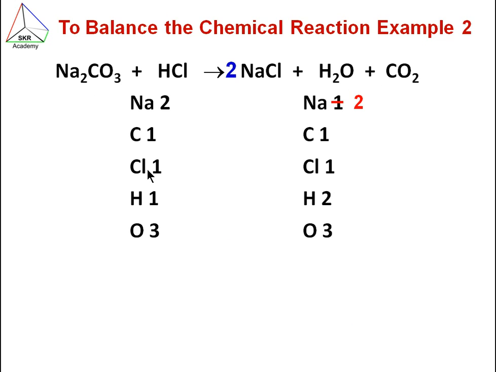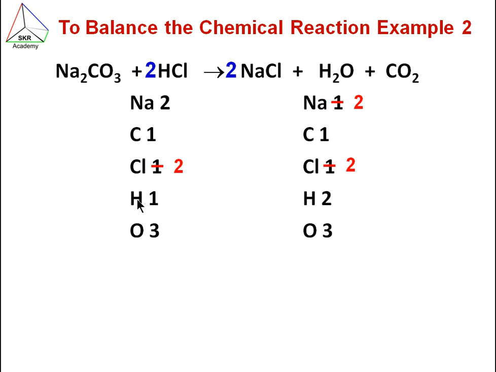But what about the chlorine atom? Chlorine on the left hand side is 1, but since we added a coefficient in front of NaCl, the total chlorine on the right hand side becomes 2. So now we have to balance this. How will we balance this? Simply, we will add another coefficient in front of HCl. So now the chlorine atoms on the left hand side become 2. So up to this point everything is balanced.